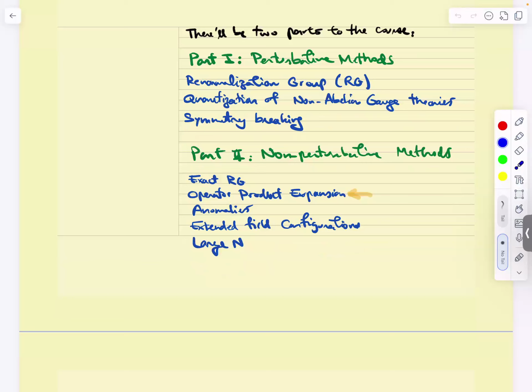For the non-perturbative methods, depending again on how much time we have, there will be discussion of anomalies. Probably this is where we're going to spend most of our time. Maybe briefly we'll mention extended field configurations, operator product expansion, and perhaps large N. The experience from last year taught me that we'll not have much time for extended field configurations and large N or OPE. I think last time we had one lecture on each, or maybe we had 2 lectures on OPE. I don't recall.